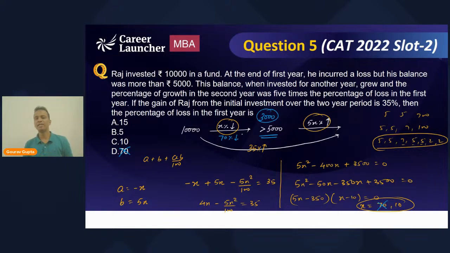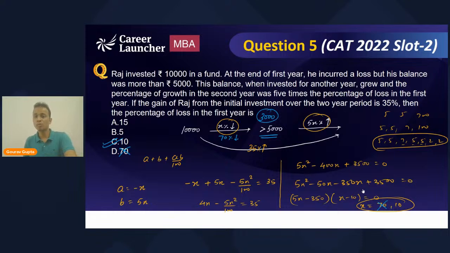On the other hand, if I take x as 10%, after the reduction of 10 percentage, the money will be 9,000, and yes, it is certainly more than 5,000. So the correct value of x will be 10 percentage, and this is what we had to find out. So the correct answer will be option C.